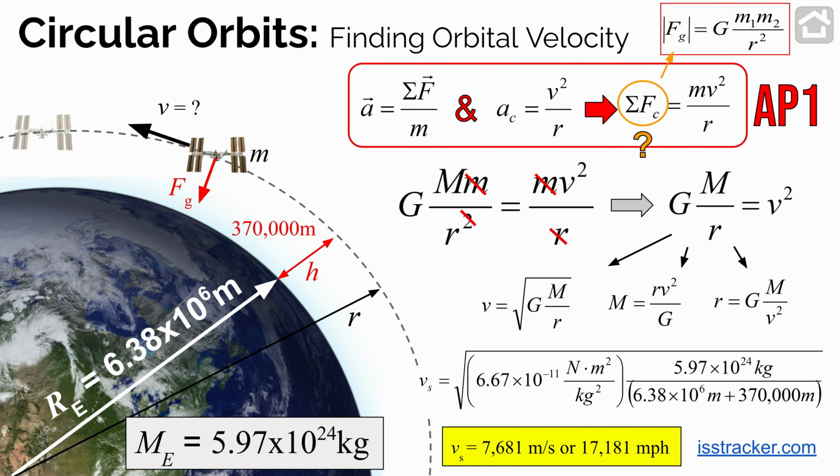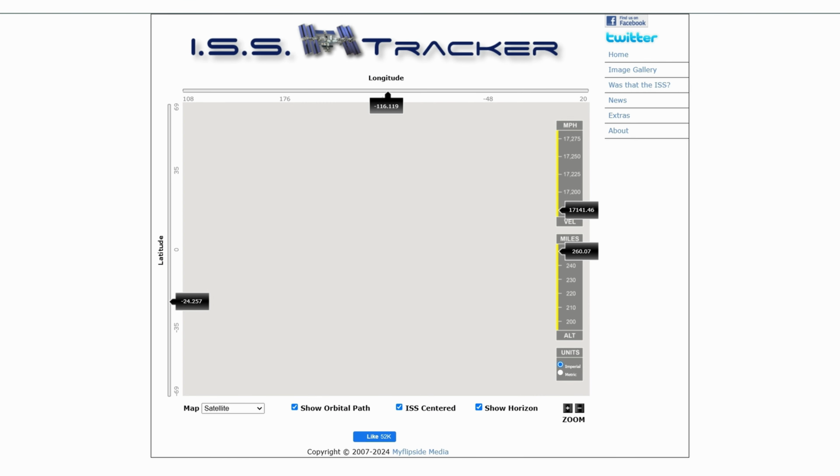But if it wasn't, it would get close to the Earth or potentially crash into the Earth, or just not maintain the same constant orbital radius. And if you want to check what the International Space Station is doing right now in terms of how fast it's going and how high it is above the Earth, you can go to isstracker.com, and in real time it'll give you the approximate speed of the International Space Station and how high it is above the Earth.